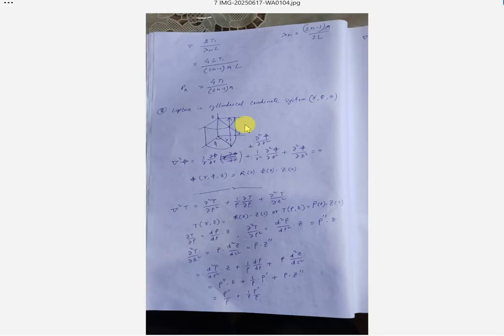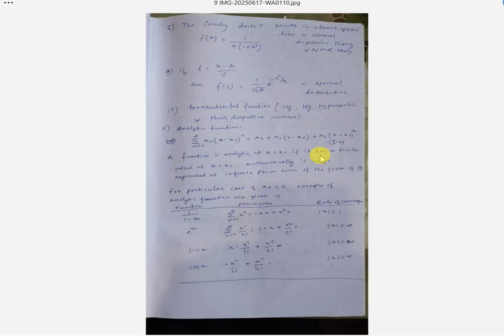Now Laplace in the cylindrical coordinate system. In the cylindrical coordinate system, you will get this equation. First of all we need to solve this. This is the cylindrical equation, but if we write it in terms of r, phi and z, then we will get the solution. But here, let's leave it for now.